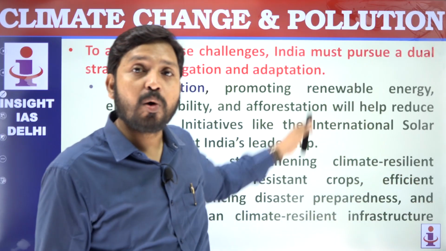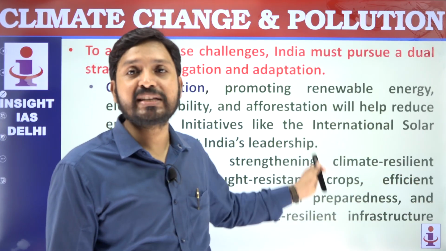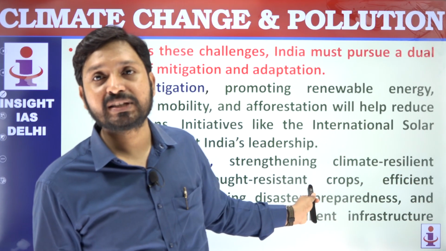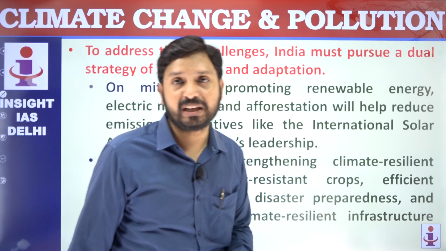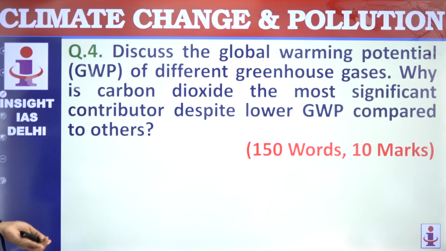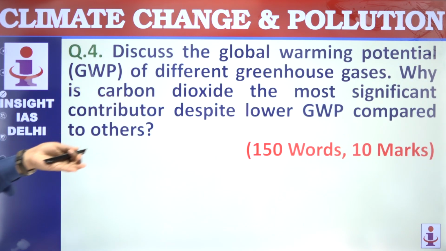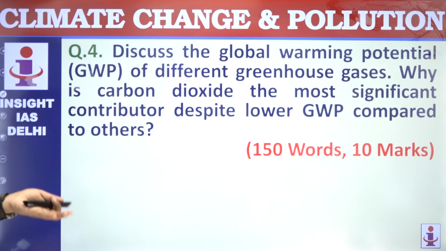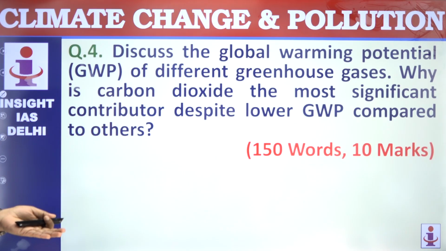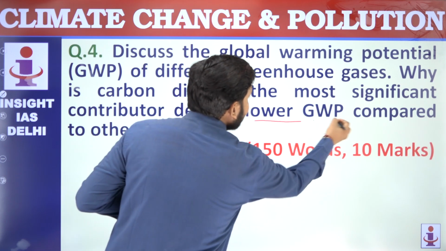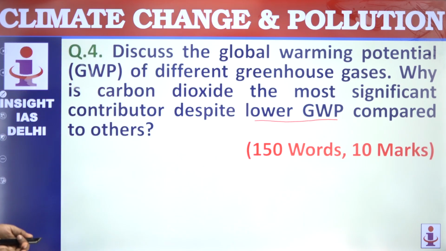So we need to go both hand in hand, because some changes have already occurred, so for that adaptation is needed. But further, to reduce the changes that are going to occur, we need to focus more on mitigation also, okay? So let's go to the next question. Discuss the global warming potential of different greenhouse gases. Why is carbon dioxide the most significant contributor despite a lower global warming potential compared to other gases, okay?